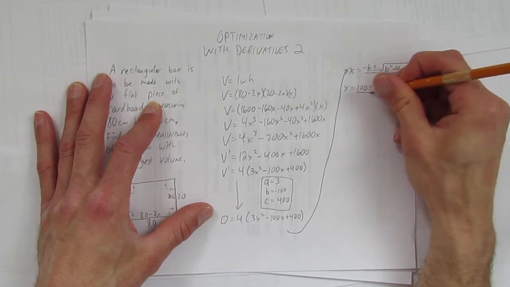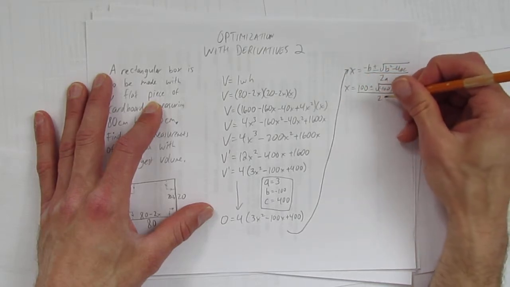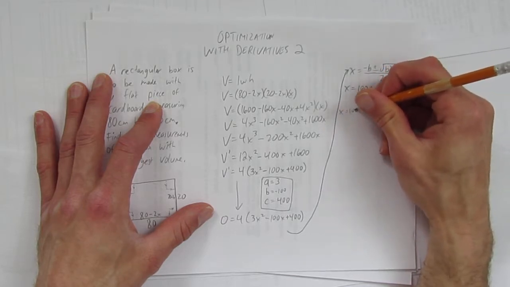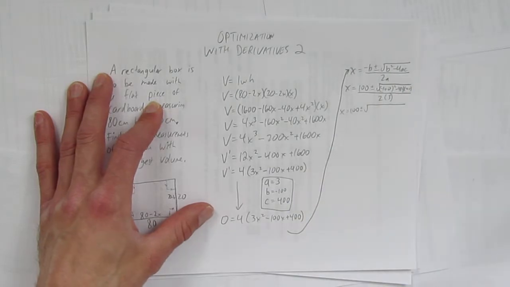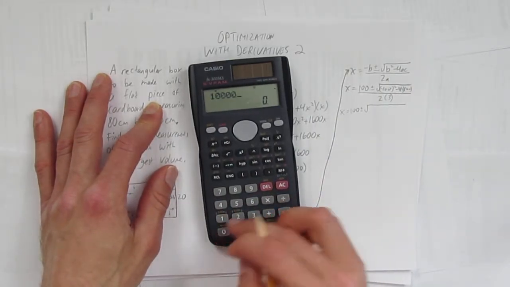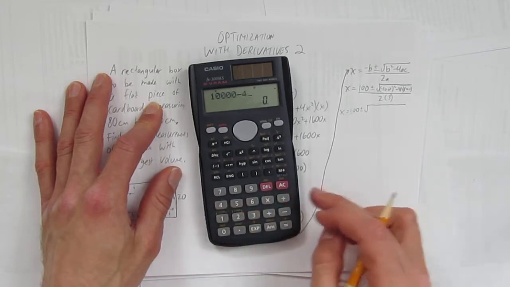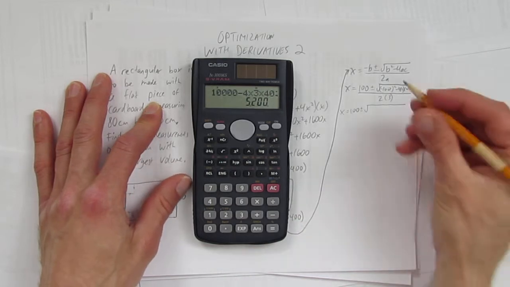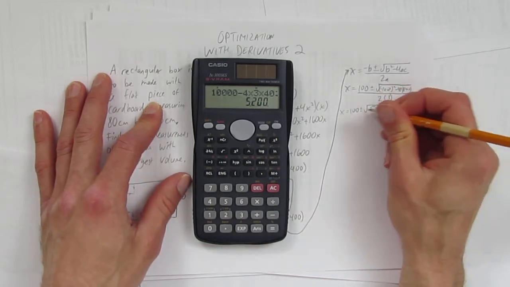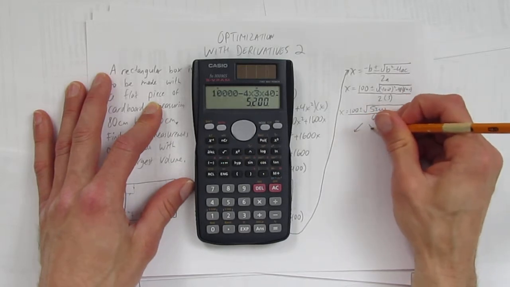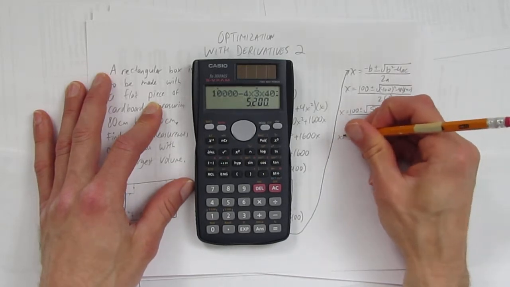Let's squeeze it in there, all over 2 times a. x equals 100 plus or minus the square root of 100 squared, which is 10,000. What's 10,000 minus 4 times 3 times 400? 5,200, all over 6. Make sure my fractions and my roots go the whole way. And so I'll solve both those pieces.